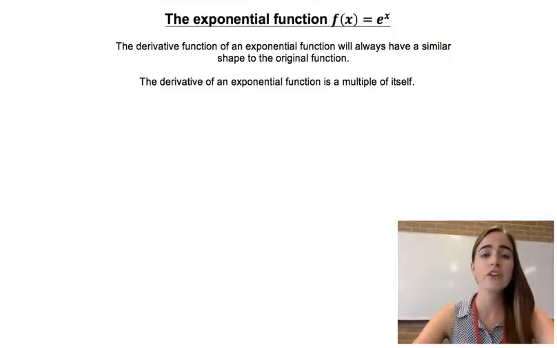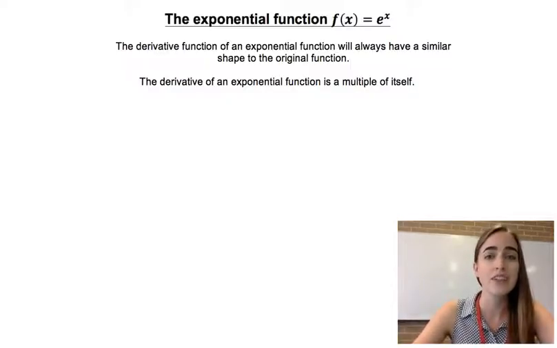Okay, so what we've just had a look at is that the derivative function of an exponential function will always have a similar shape to the original. Technically, the derivative of an exponential function is always a multiple of the original function. Now we were looking to find when the derivative is exactly equal to the original function, and we knew that it was between 2.5 and 3.